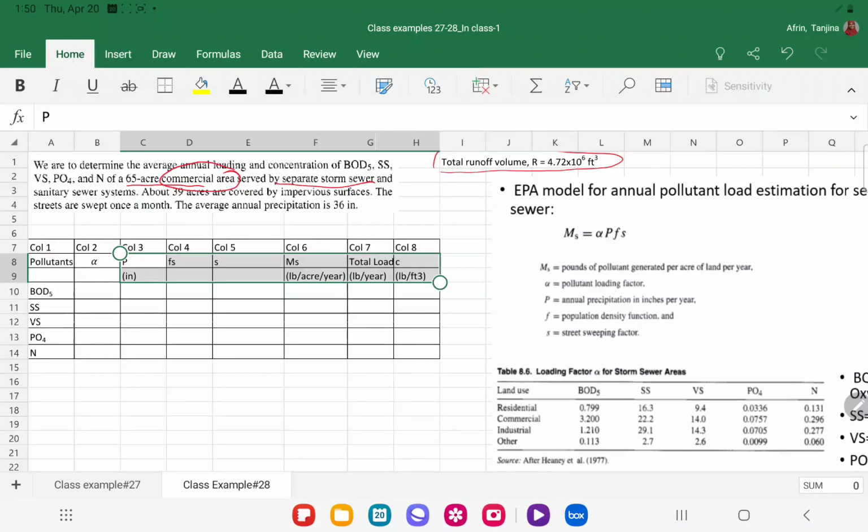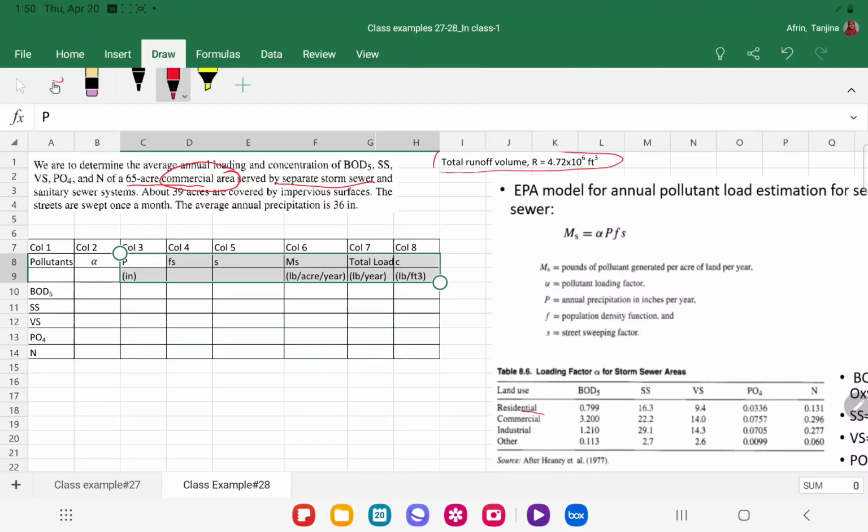Okay, and what we will do, the Ms, and then we will find the total load. Instead of per acre, since we know the area, we will find the total load, and instead of lb per year, we'll find the concentration, which is lb per feet cube. Okay, so let's work with that. The very first thing we need to know is the alpha, right? And since this one is the commercial, this is our thing.